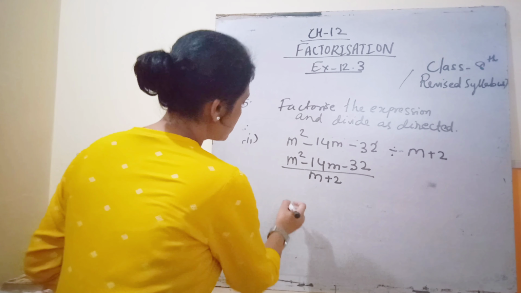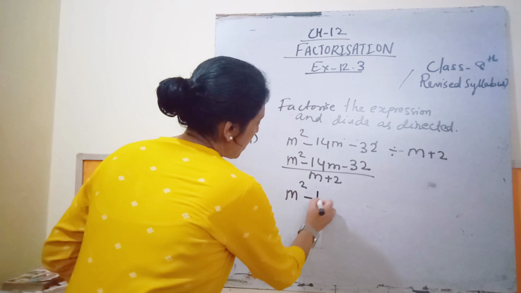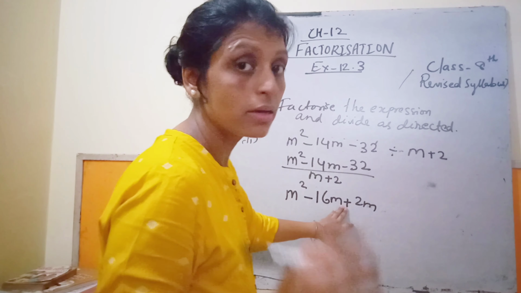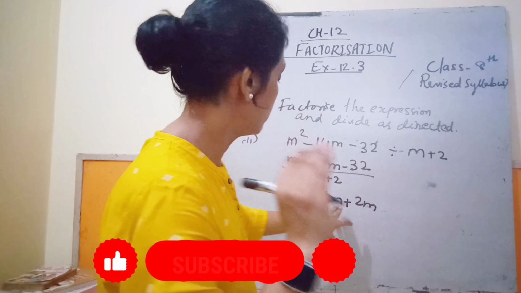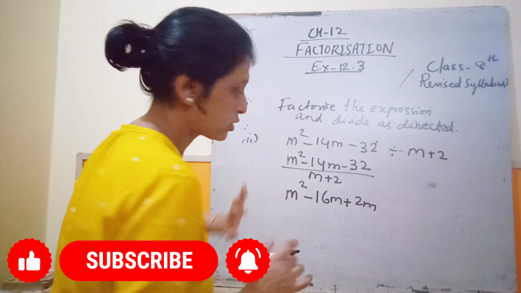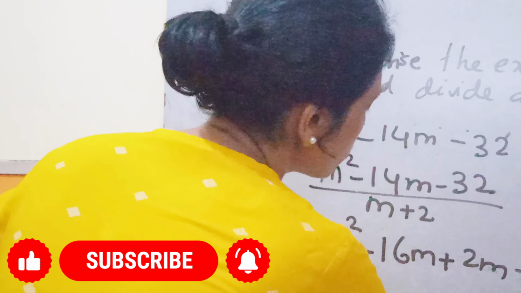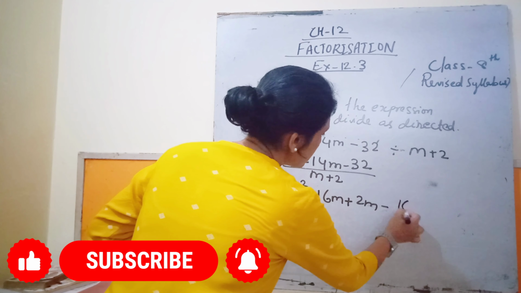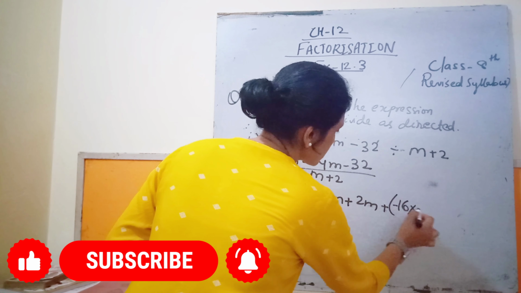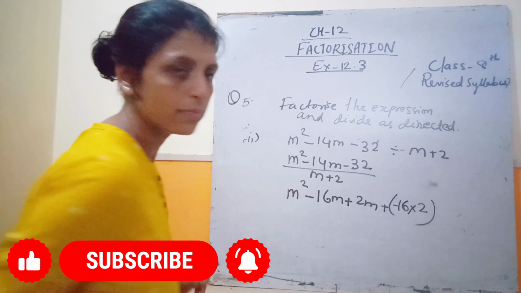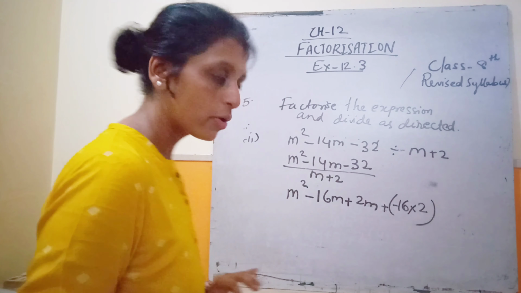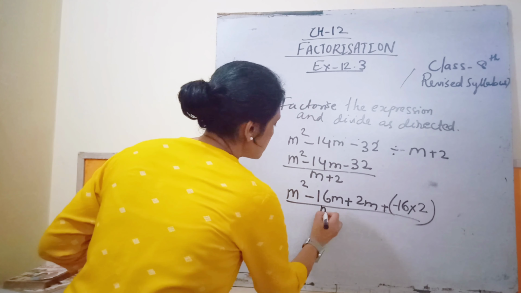So we can write minus 14m as m square minus 16m plus 2m, isn't it? Minus plus minus, but the sign will be of the bigger integer. Here 16 is the bigger one, so we put the minus sign. So we get minus 14m. Then similarly 32 can be written as minus 16 into 2. Minus 16 into 2 will be minus 32, upon m plus 2.